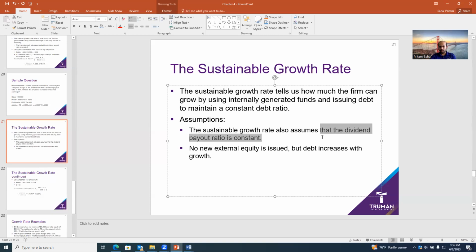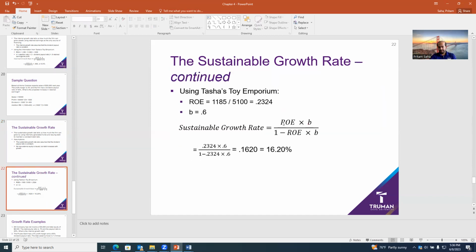Same thing: the dividend payout ratio is constant and no new external equity is issued. You cannot issue new equity. The only thing you can do is keep the internally generated cash flows and issue debt proportionally so that the debt equity ratio is constant. This is the formula: return on equity, which is net profit divided by total equity, times retention ratio. So just use the formula. This is the net profit from that example, this is the total equity from that example. 40% payout, 60% retention, plug into the formula, and that should be the sustainable growth rate.